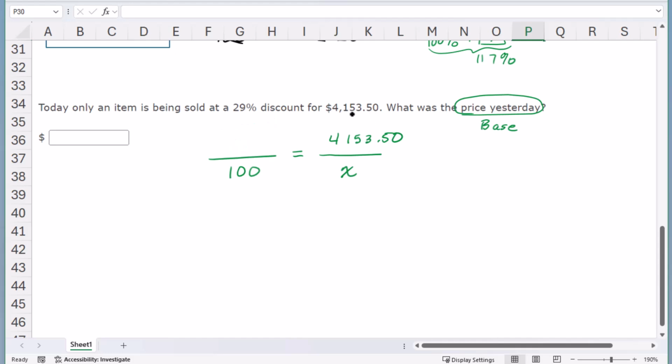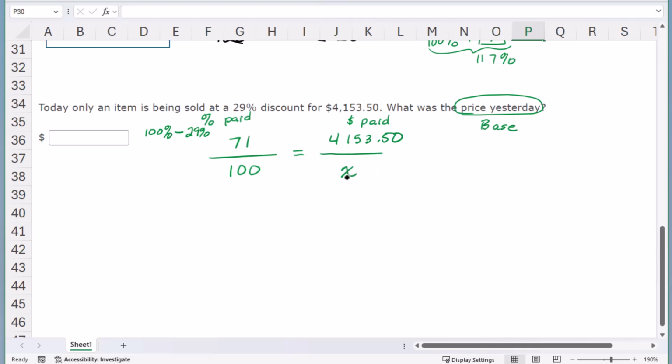So $4,153.50 is the dollars that were paid. So after the discount, that's the part I paid. Then over here, I need to know what percent was paid. Well, there used to be 100% of the price, but then 29% was discounted. That makes 71% that was paid. That's the equation. And nowhere in the problem does it say 71. You just have to think about what parts correlate to each other.